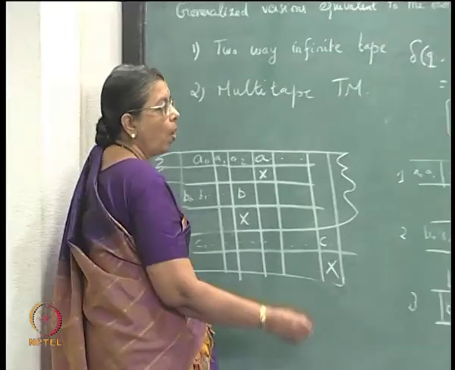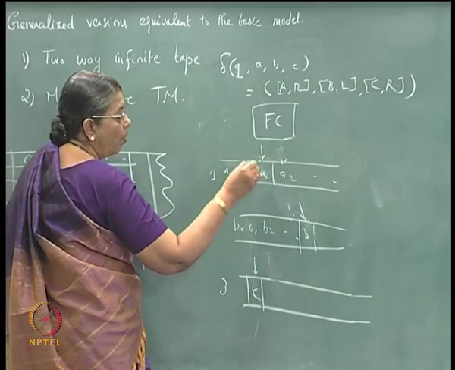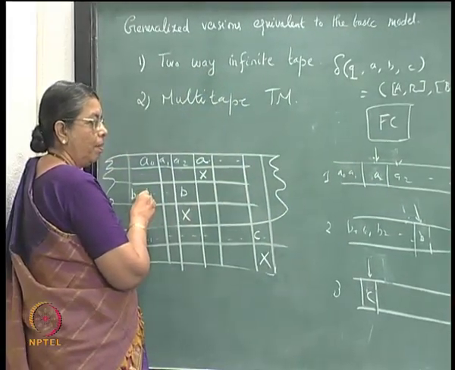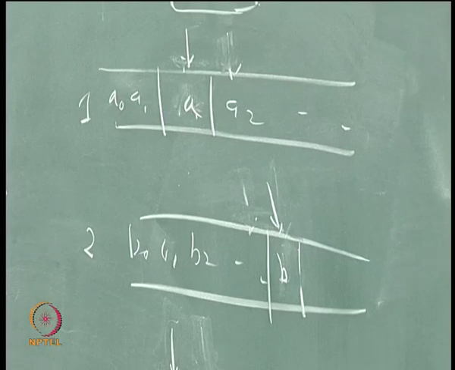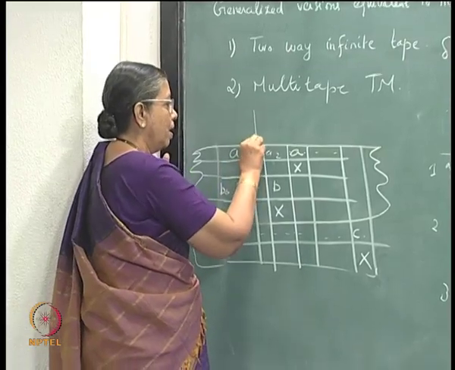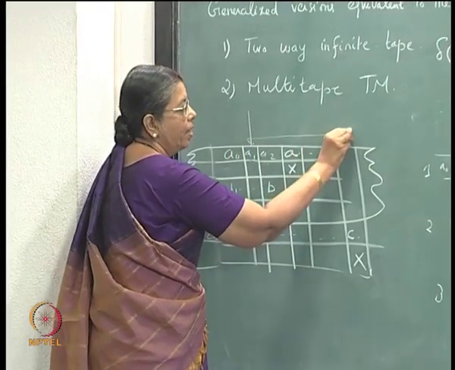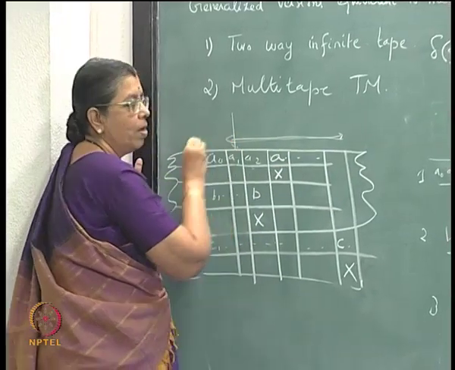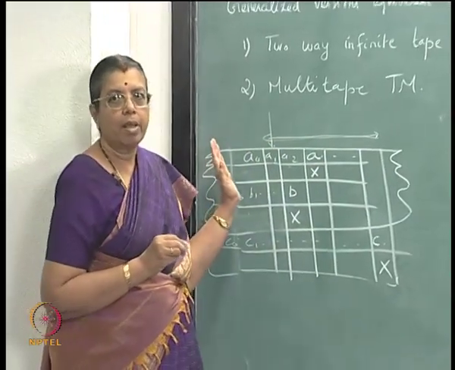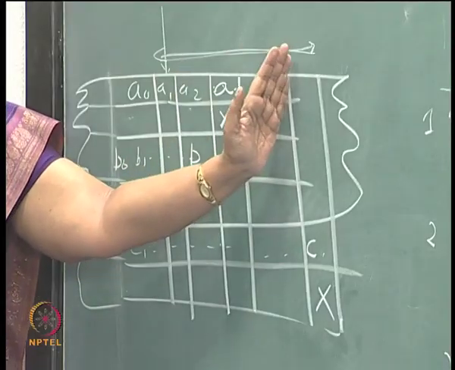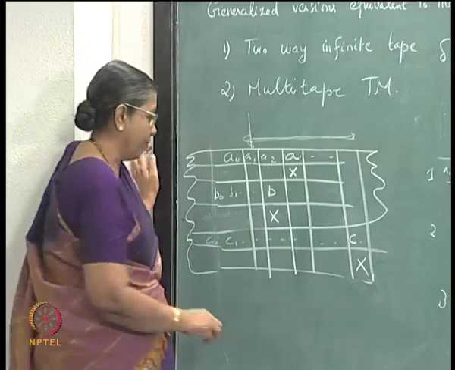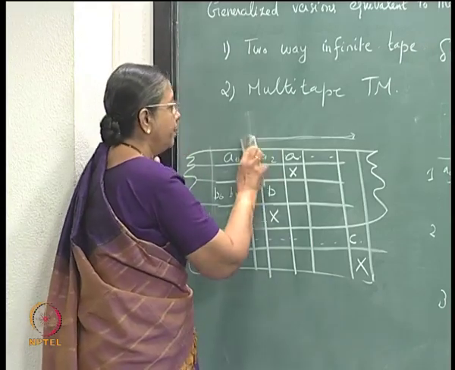So, how do you simulate one move of a multi-tape Turing machine with a single tape Turing machine? You start moving from left to right and then moving from right to left. You make one pass moving from left to right and make another pass moving from right to left. Start somewhere here.